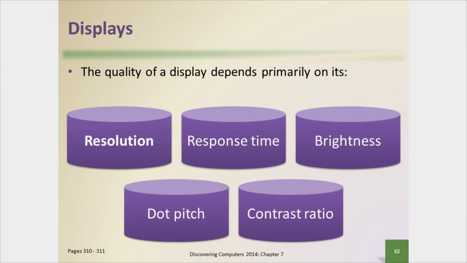You want those pixels to be more closely related to each other. And then lastly, the contrast ratio. In other words, how much black can your monitor produce relative to how much white can your monitor produce. The more contrast you're able to produce, the better your picture is going to be.